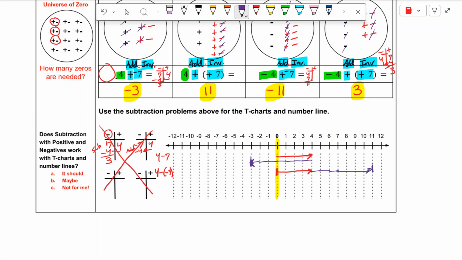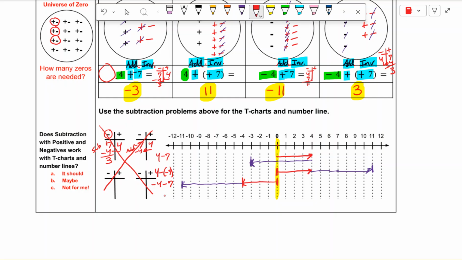At 11. That makes sense. All right, a little tricky. Let's try the next one. Negative 4 minus 7. So we start at 0 and we go out to negative 4 directly. Okay, then we take away positives. Well, if we went to the right, we would be adding positives. So to take away positives, we're going to continue going away from the positives. So 7 times: 1, 2, 3, 4, 5, 6, 7. And we're at negative 11, which is true.